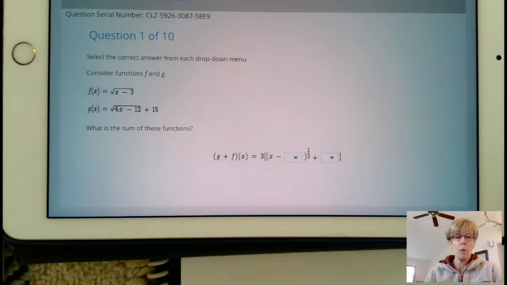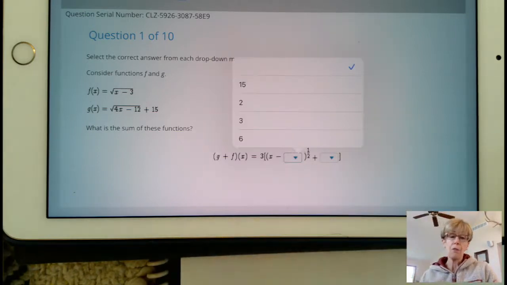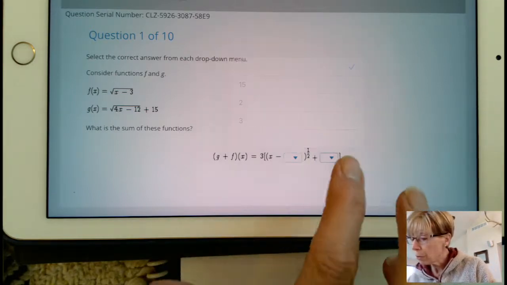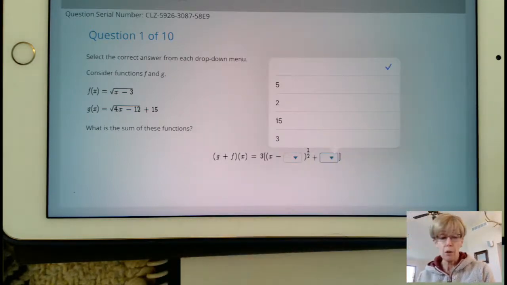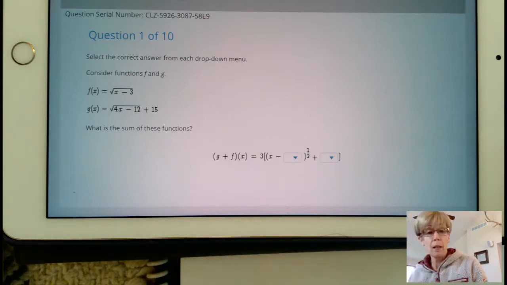By the way, in case you don't know, sum means add them together. And I actually think the particular problem is the format that the answer's in. When we look at this here, I hit 2, 3, and 6. And over here, our possible answers are 5, 2, 15, and 3. I think that helps us at all. But what the problem says is g plus f of x. And I actually have the functions written down.